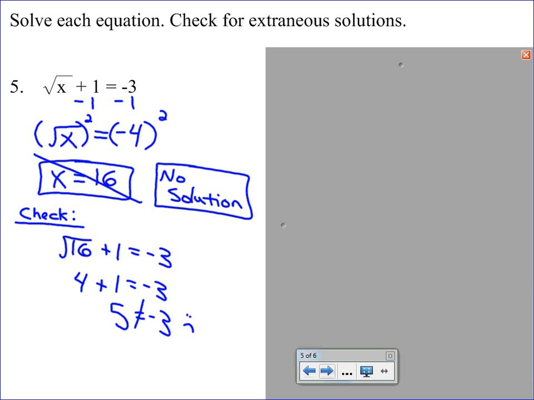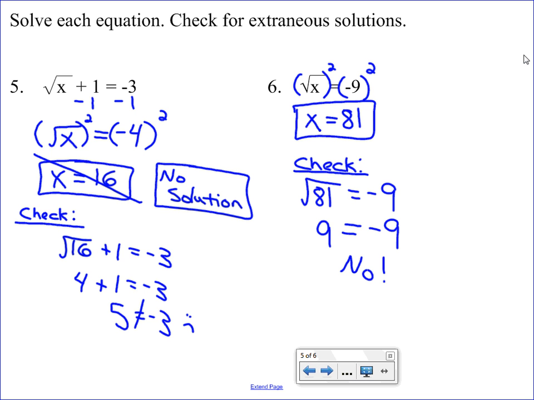So at this time, you should press pause and you should try problem number 6. And that is the same. You don't have to make any changes to that. All right, and here is your work. This is again a no, and so your final answer then would be to write no solution. So you cross off the 81 and then you write no solution.